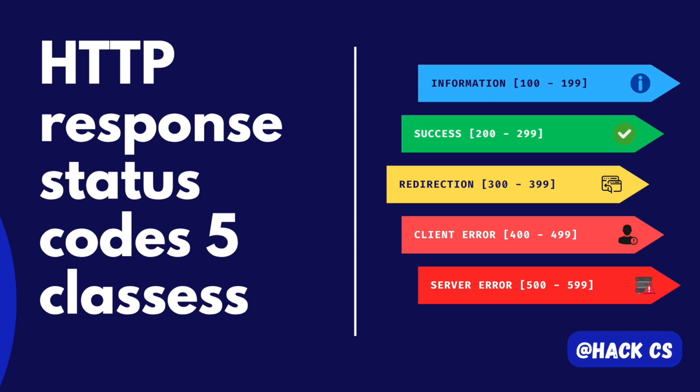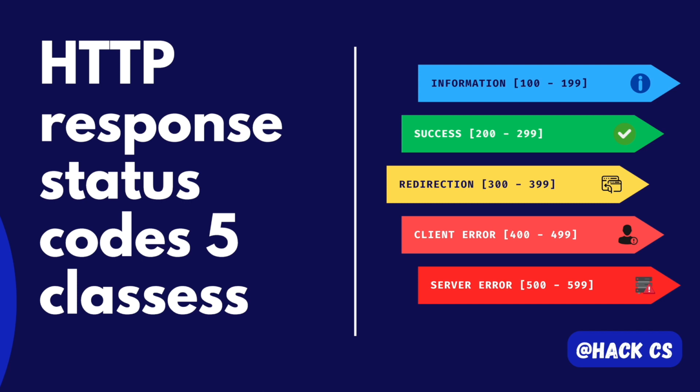There are 5 classes defined. They are: information, in the range 100 to 199; success, the range of successful responses from 200 to 299; redirection, range is 300 to 399; client error, the range is from 400 to 499; server error is from 500 to 599. These classes segregate what type of error you are getting, with more detailed information.